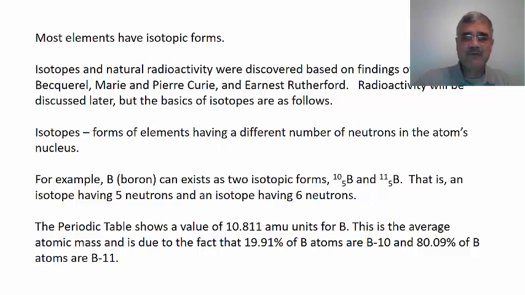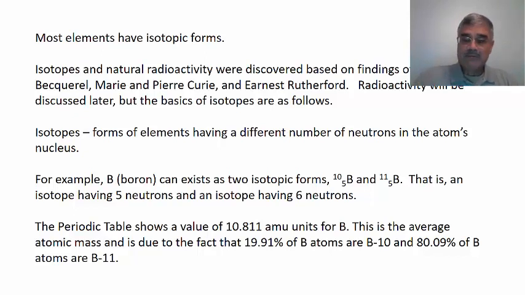An isotope is a form of an element having a different number of neutrons in the nucleus. That's basically it. For example, boron, B for boron, exists as two isotopic forms, boron-10 and boron-11. Again, the 5 means it's boron because it has 5 protons. But obviously boron-10 will have 5 protons and 5 neutrons. Boron-11 will have 5 protons and 6 neutrons.